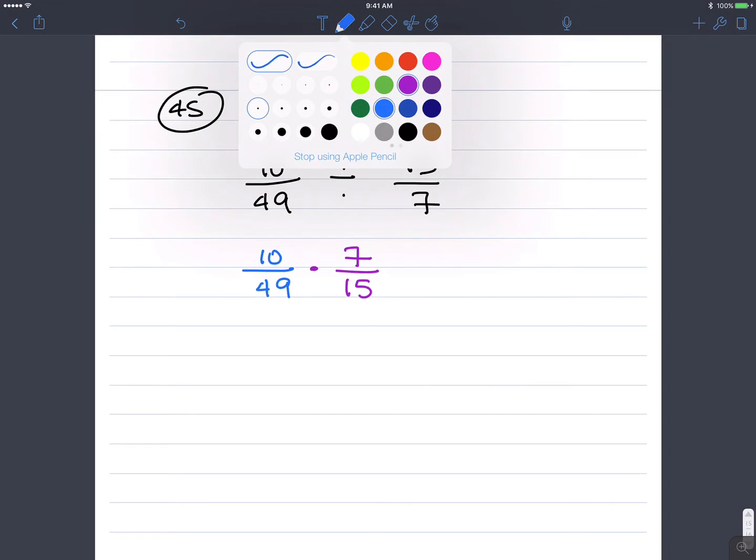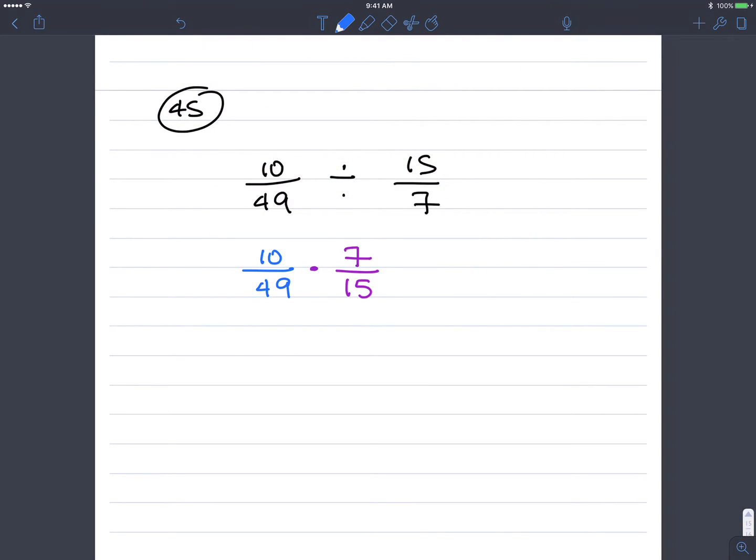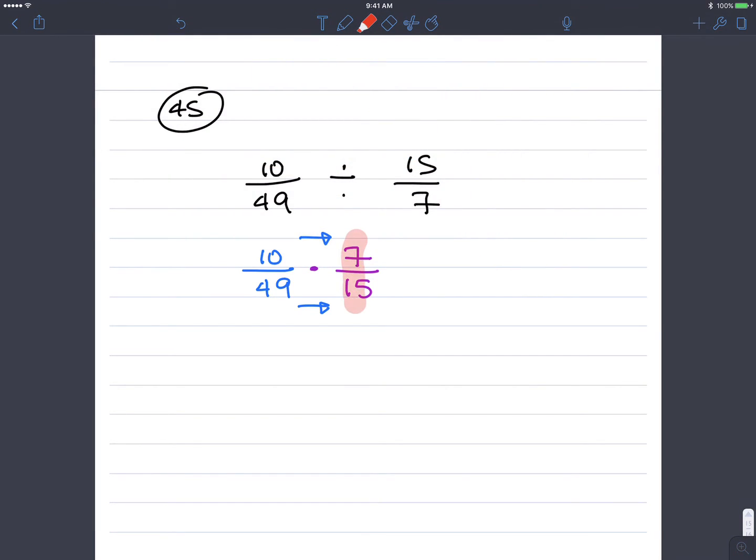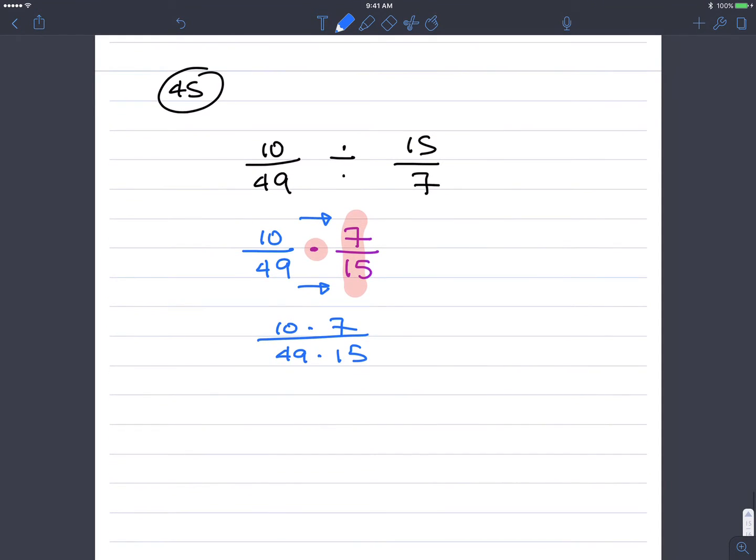So a division question becomes a multiplication question if we flip over the second fraction. This is flipped over, and it's now multiplication. We multiply fractions horizontally across. Again, don't really multiply. So it's 10 times 7 over 49 times 15. Now we don't really multiply again because we're going to break down all of these numbers.